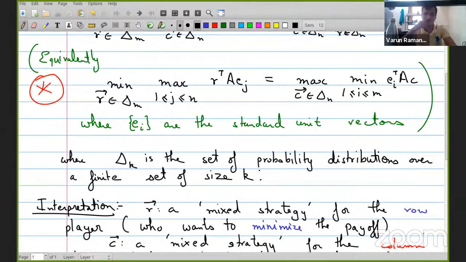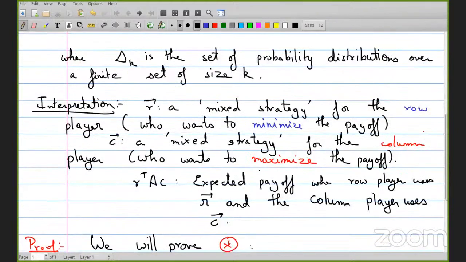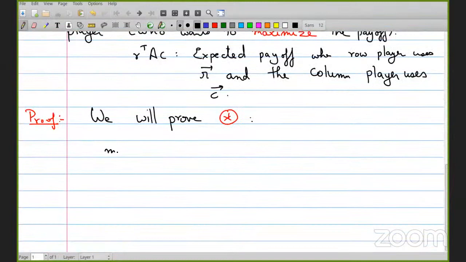We want to choose some r such that the summation of r is equal to 1, and we want to do this minimization over r. But what is being minimized is some weird function. It's not a linear function, but a maximum of a bunch of linear ones. So maybe we can write this as minimize some z such that the inner quantity is less than or equal to z.